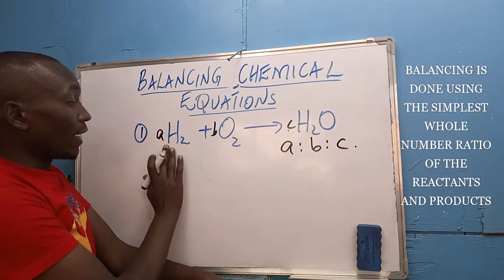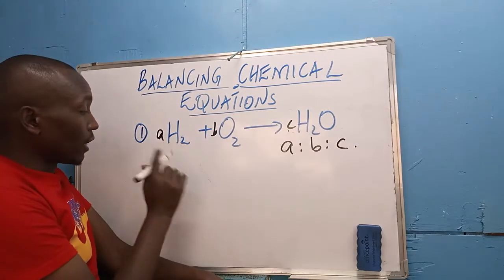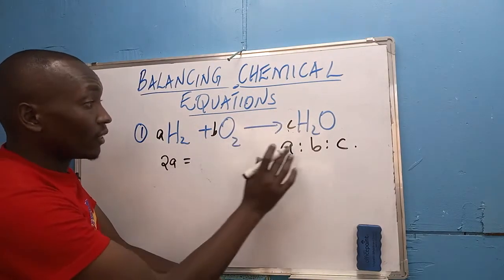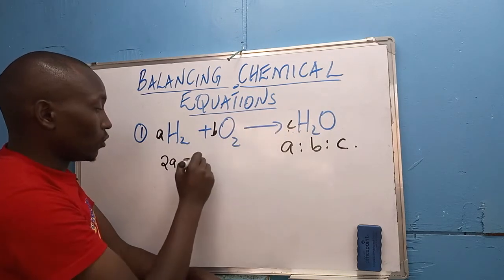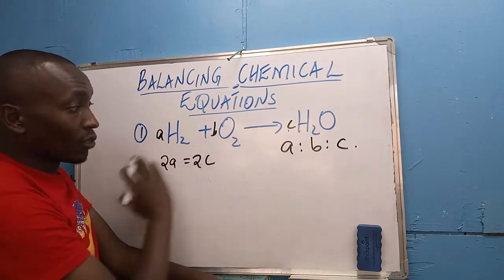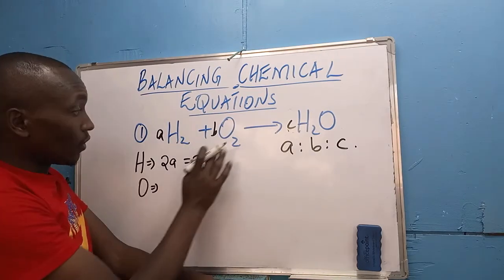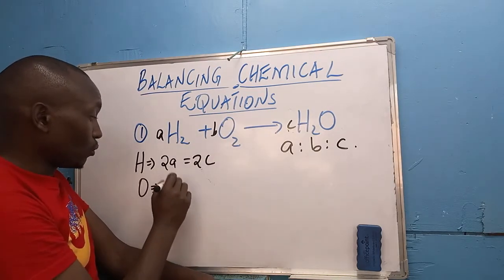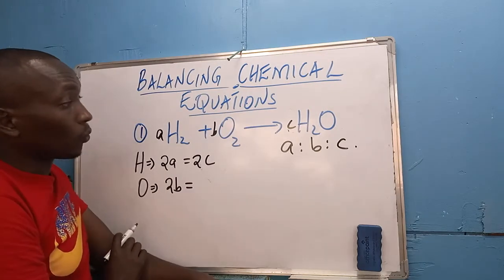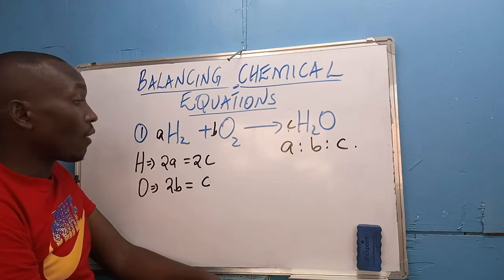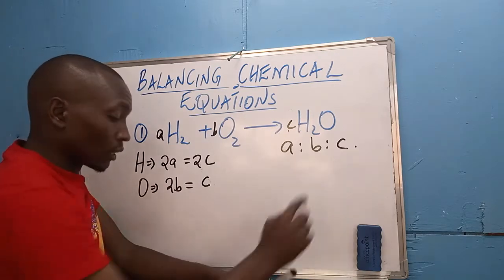Now look at this. Hydrogen on this side is 2 times A, so 2A. On the other side, hydrogen must be 2C, 2 times C. The number of hydrogens must be equal. That is my equation number 1. Oxygen: on this side it must be 2 times B, which must be equal to oxygen on the other side, which is C. Now I can establish this ratio.